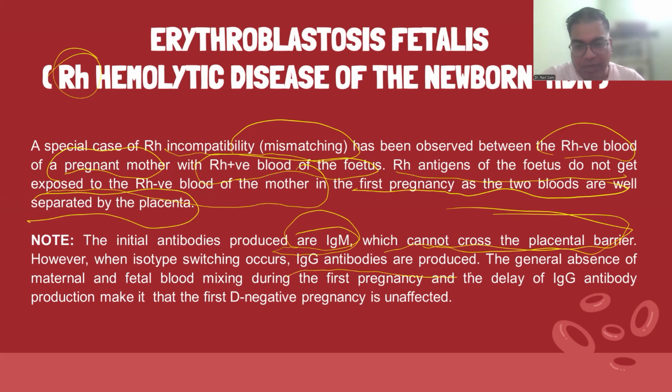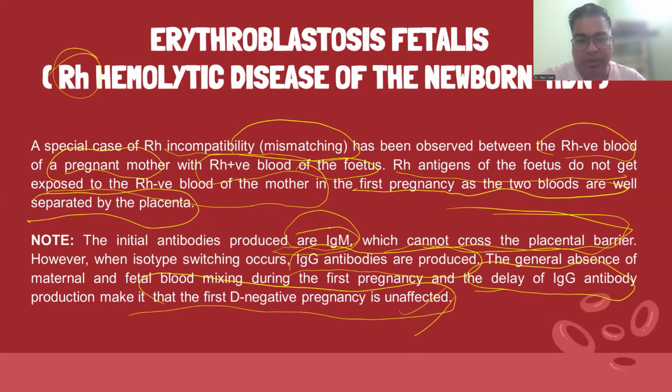If some IgG antibodies are also produced, their production is delayed, so they will also not show any kind of harmful effect in the first pregnancy. Basically, most of the antibodies are of IgM class, so they cannot cross the placental barrier. And if IgG antibodies are also produced, their production is delayed, so that's why they are also not affecting the fetus in the first pregnancy.